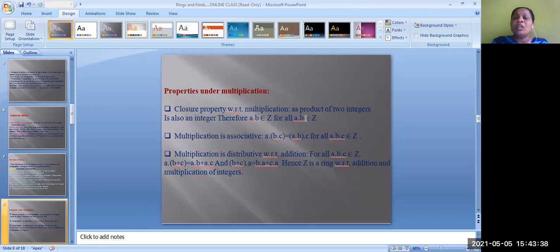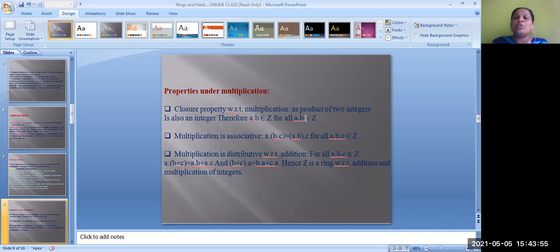So multiplication is associative. A into B into C is equal to A into B into C, for all A, B, C belonging to Z. So the associative property is also satisfied by the integers.